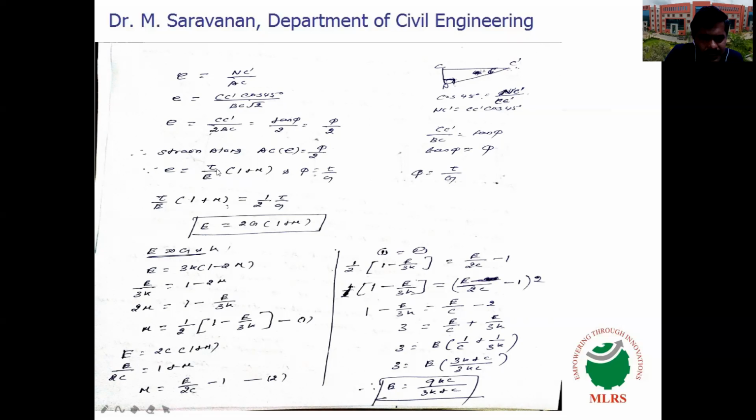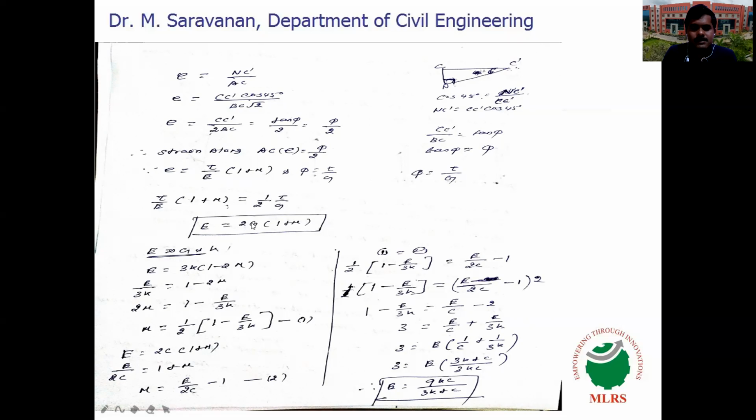So here, tau by E into 1 plus mu will be equal to phi by 2. Here phi is tau by G, so 1 by 2 into tau by G. Now we can equate this: tau and tau cancel, E goes to this side, 2G goes to that side, so E is equal to 2G into 1 plus mu. This is the relationship between the Young's modulus and the modulus of rigidity, or shear modulus.